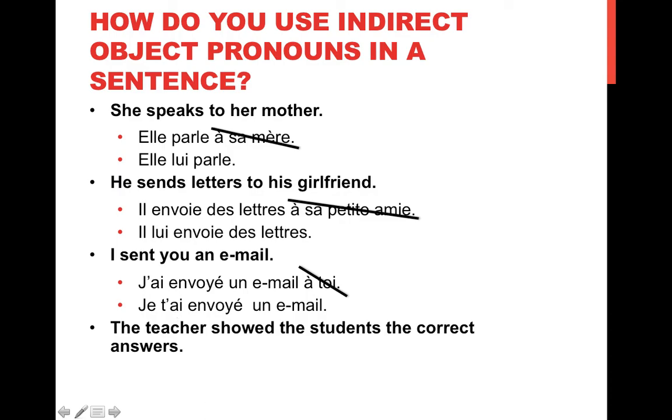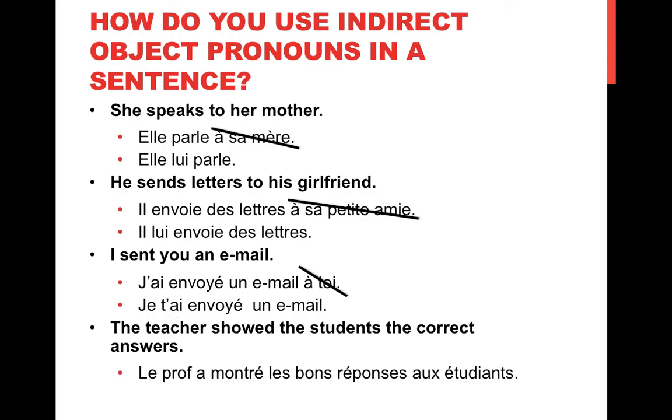And finally, the teacher showed the students the correct answers. Le prof a montré les bonnes réponses aux étudiants. We would get rid of aux étudiants, and then it becomes le prof a montré les bonnes réponses. The teacher showed them. The tricky thing about French is that in English, we always put the indirect object pronoun after the verb, right? He showed them. But here it's he, them, showed. So the order is a little bit different, so it will not translate directly, so we just need to get used to seeing it like this in French.